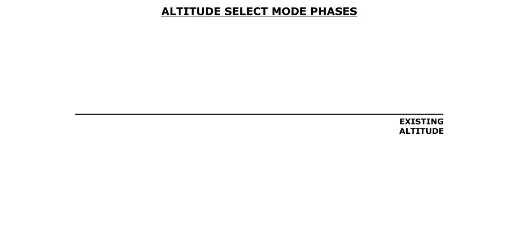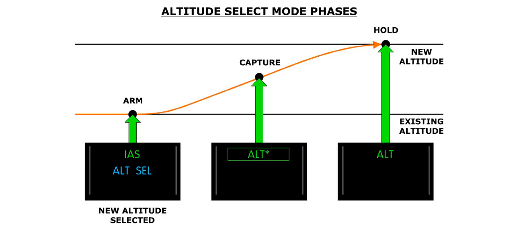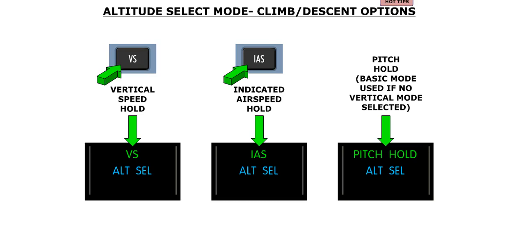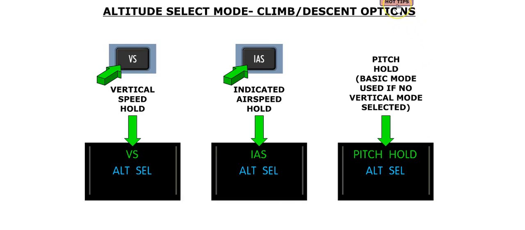The altitude select mode goes through 3 distinct phases. These phases are the armed phase, the capture phase, and the hold phase. In the altitude select mode, the crew can use vertical speed hold, IAS hold, or pitch hold to perform the climb or descent. Arming of the altitude select mode is indicated by a cyan altitude select label on row 2 of the third column of the FMA.